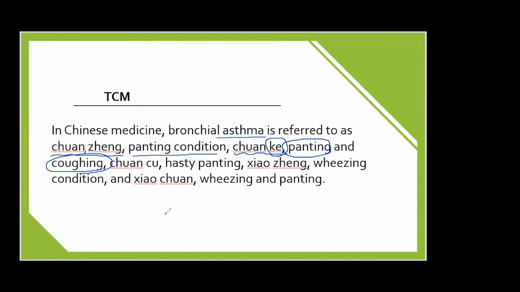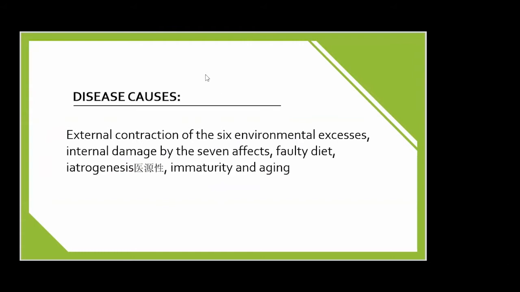So basically, we're talking about the chuan. Xiao is wheezing. Xiao is wheezing, and difficult breathing. So even in translation, we have a lot of different words here. But basically, the problems are wheezing and difficult breathing, sometimes cough. It's not always, but mainly it's wheezing and difficult breathing.